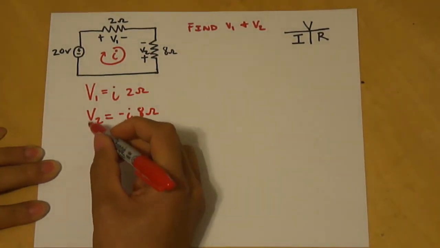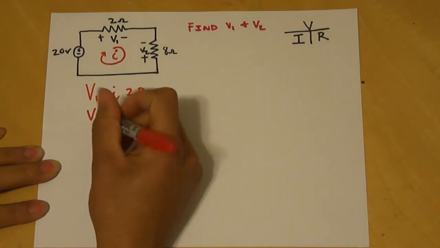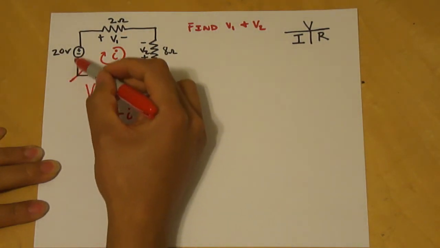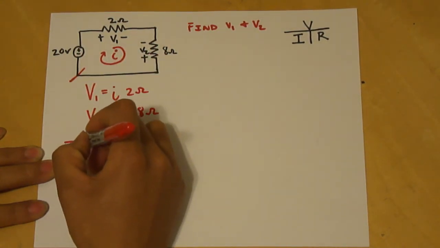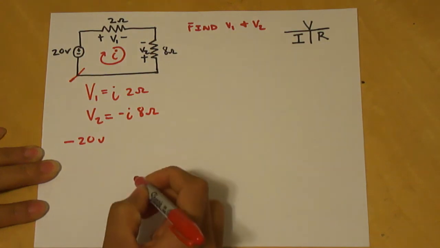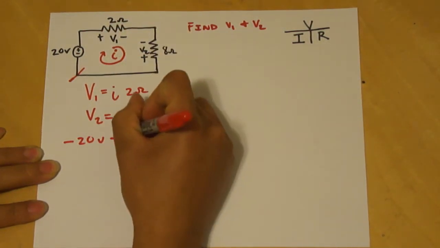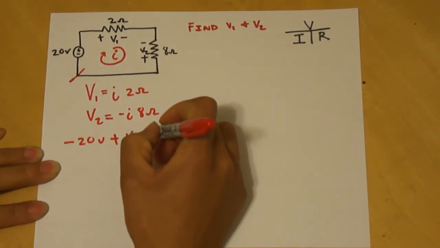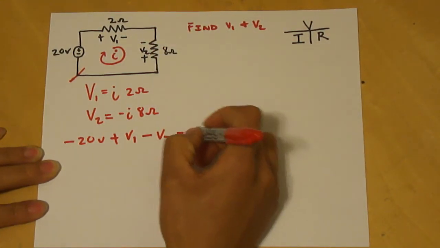Now back to KVL, and we have to add up all the voltages and set it equal to 0. So current, we're going to start right here. Current going into the negative side of the source, which is going to be negative 20 volts, plus our V1 going through the positive terminal, and then minus V2, that's going through the negative, and set it equal to 0.